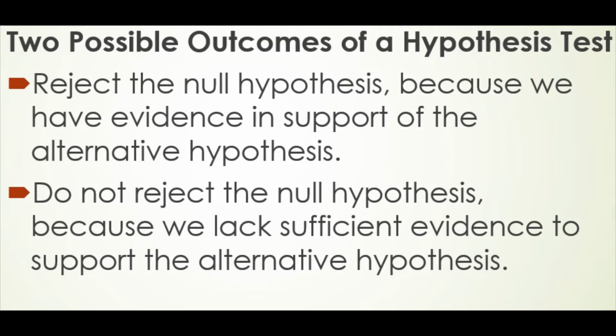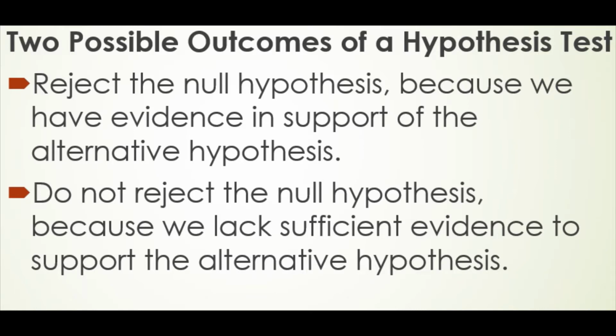All right, so there are two possible outcomes of a hypothesis test. We are either going to reject the null hypothesis because we have evidence in support of the alternative hypothesis. So remember, with hypothesis testing, rejection is good. We want to reject the null hypothesis because then that means that we have evidence to support our alternative hypothesis, which is what we're trying to prove. It's our original claim, essentially.